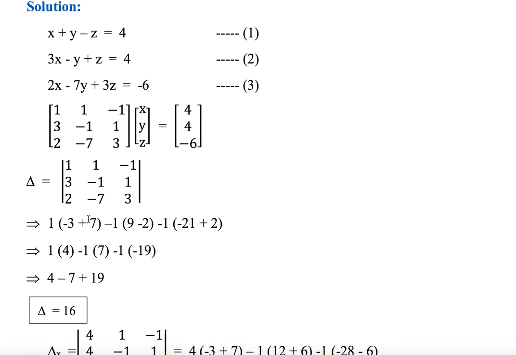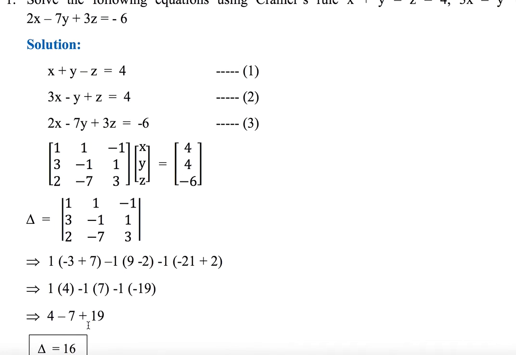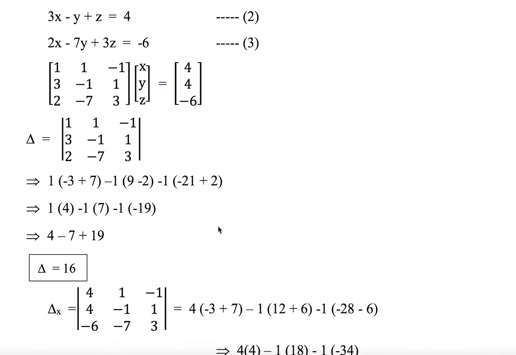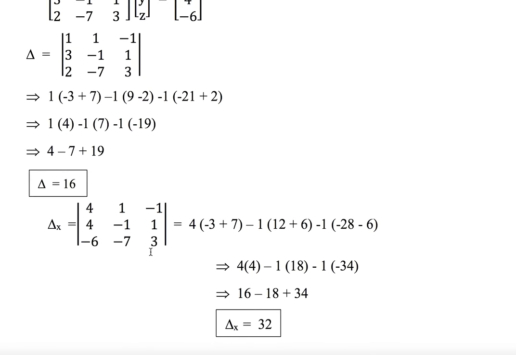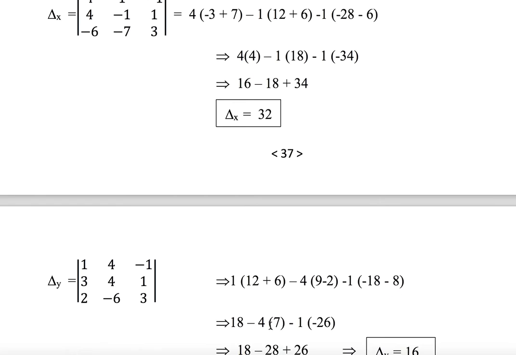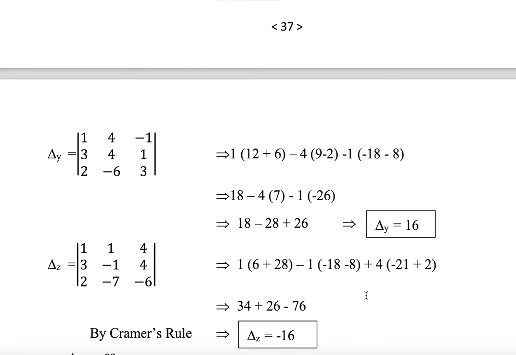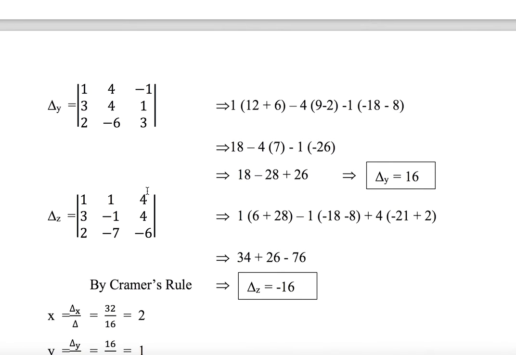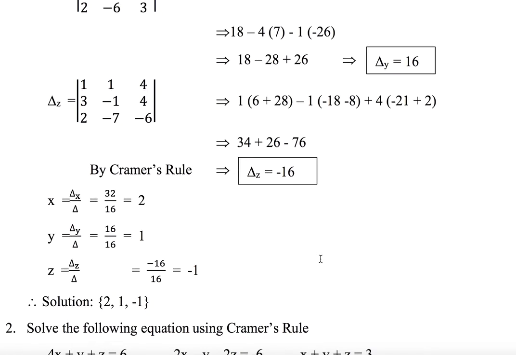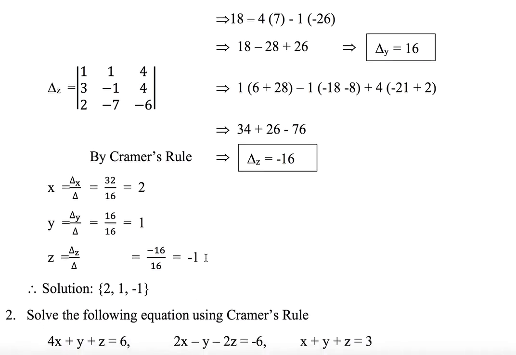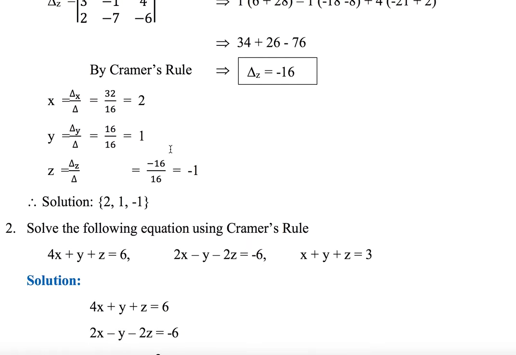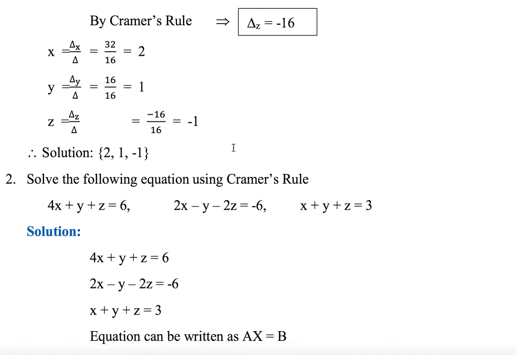Delta, find out the delta. You know how to find it out. So delta is found. What is delta x? Replace 1 3 2 with 4 4 minus 6. So 4 4 minus 6. Again find delta x equal to 32. Okay, now replace the second column with 4 4 minus 6. So find the delta y. Now replace the third column with 4 4 minus 6, the B matrix. Then find delta z. Once you have found all the deltas, x is delta x by delta, y is delta y by delta, z is delta z by delta. And what is the rank of this matrix? 3. This is the solution: 2 1 minus 1, x y z.